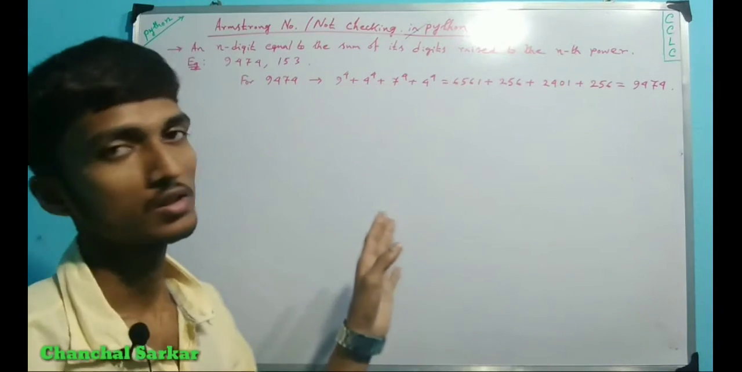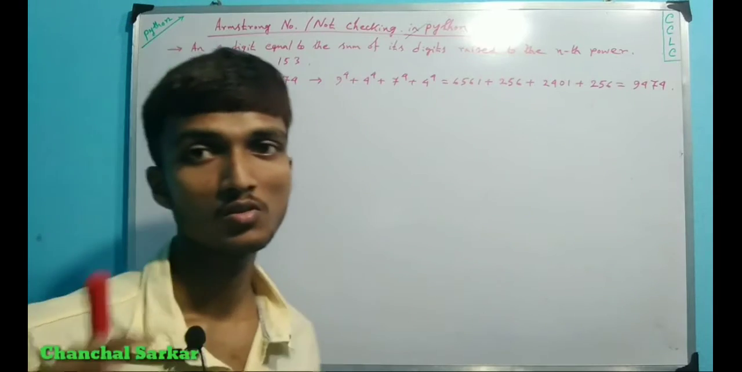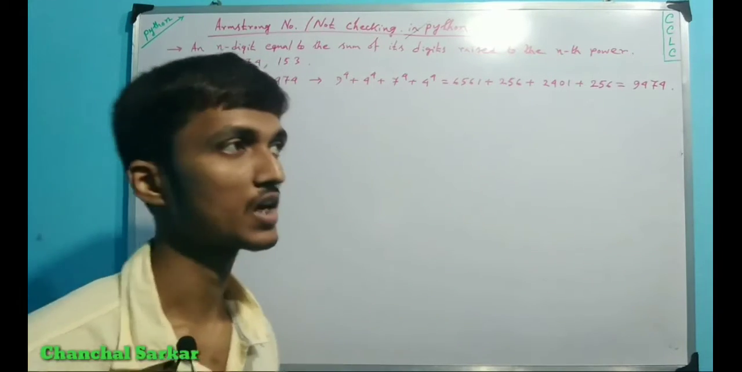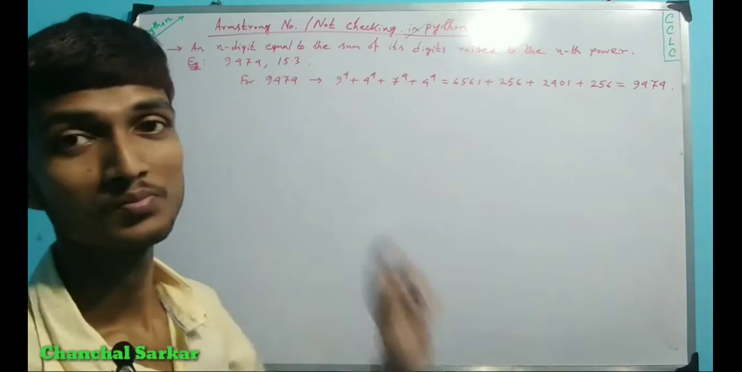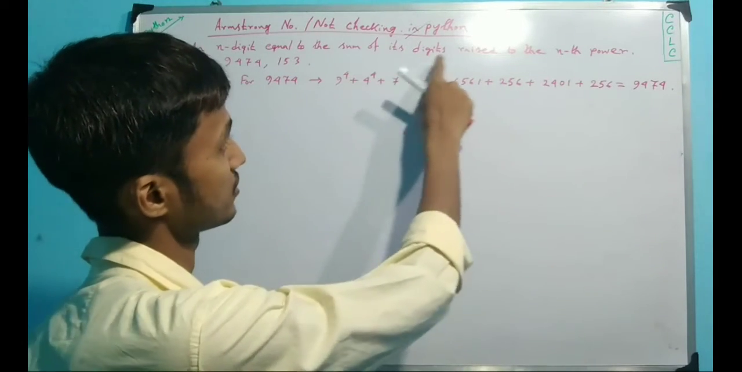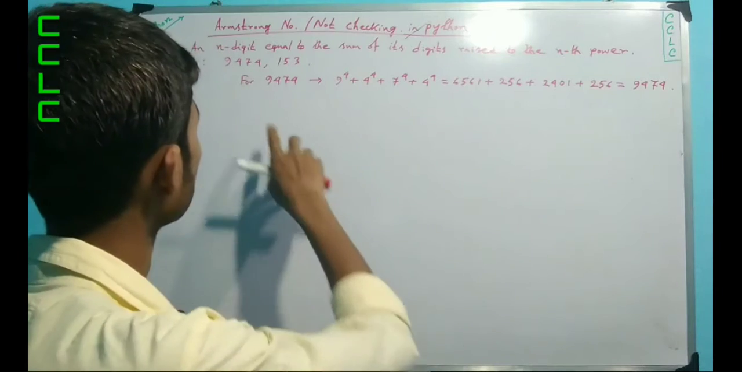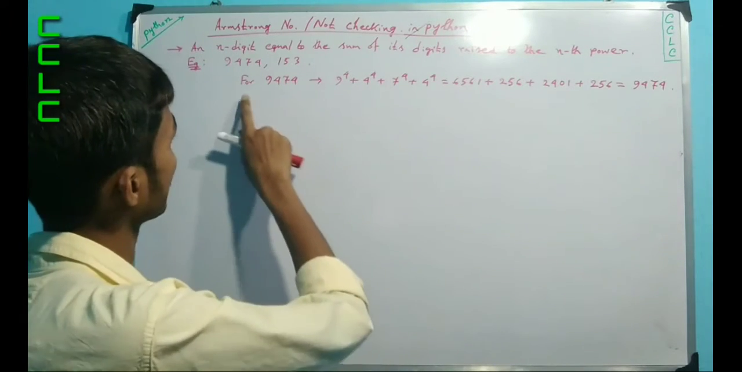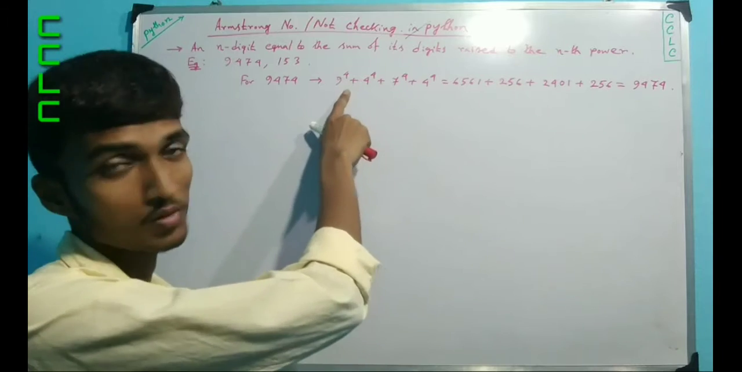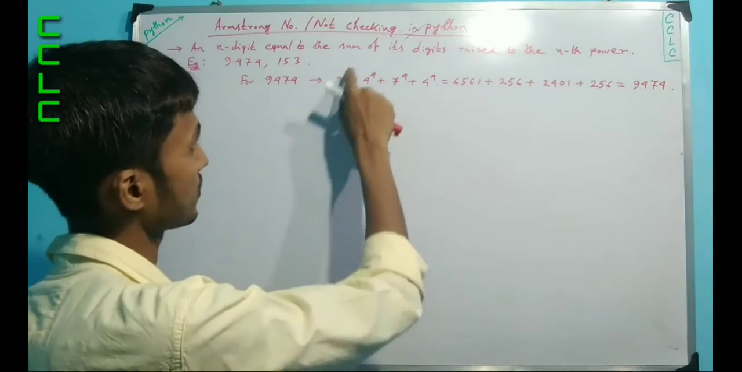About Armstrong number or not checking in Python. So first, what is Armstrong number? An Armstrong number is an n-digit number equal to the sum of its digits raised to the nth power. For example, 9474 or 153. For 9474, it is a 4-digit number, so the power is 4.